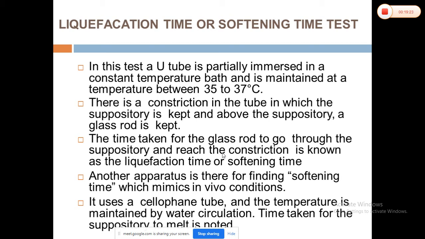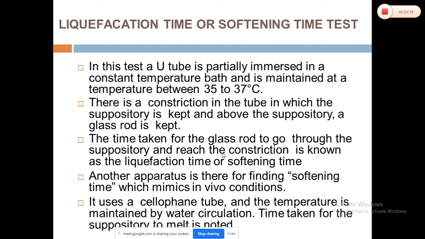Means first, the U-shaped tube you immerse in a water bath at a constant temperature of 35 to 37 degrees Celsius. You place the suppository in that U-shaped tube and place one glass rod over the suppository. As the suppository melts, the glass rod will insert or dip through that suppository. So the time required to reach the constriction is known as the liquefaction time or softening time.